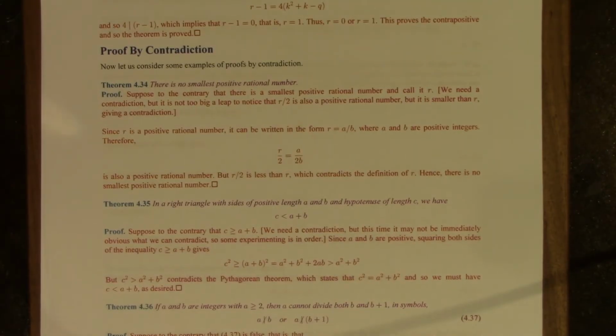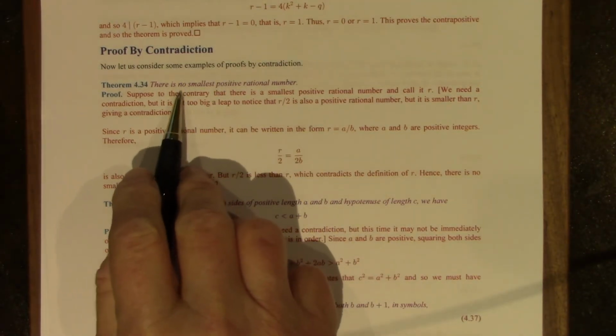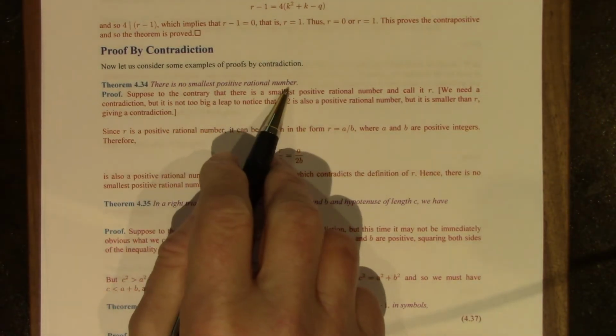Okay, let's consider now some examples of proof by contradiction. As you know, to prove a statement by contradiction, we assume it is false, and we try to deduce something that is obviously false, like 0 equals 1, something that is indeed a contradiction. And then we will know that our assumption was at fault. Our assumption was that the theorem is not true, and therefore the theorem is true. Here's the first example. There is no smallest positive rational number.